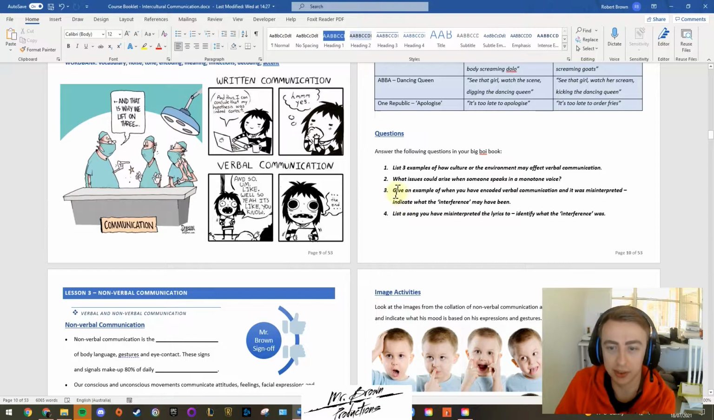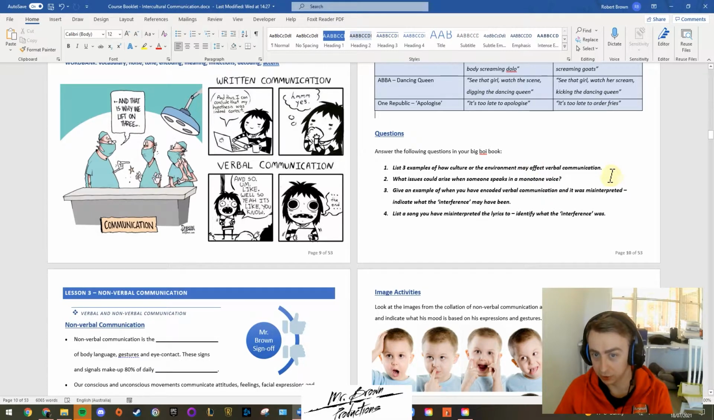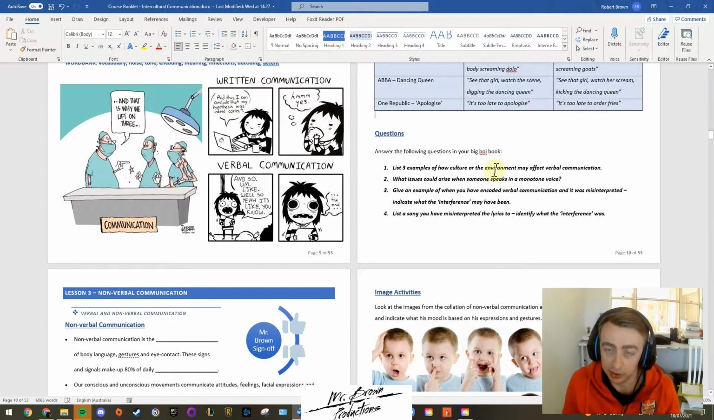Questions to finish off with is questions 1 to 4. I want you to answer these in your big boy book, please. So list 3 examples of how culture or the environment may affect verbal communication. So culture being your beliefs and values, or environment being your physical environment. So that could be things like noise or background noise.